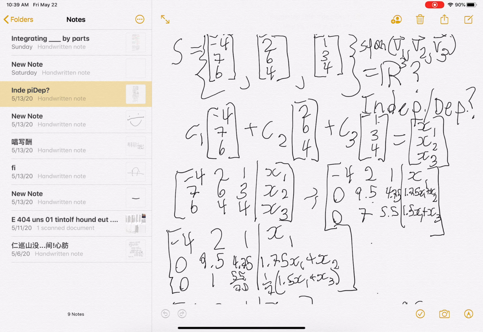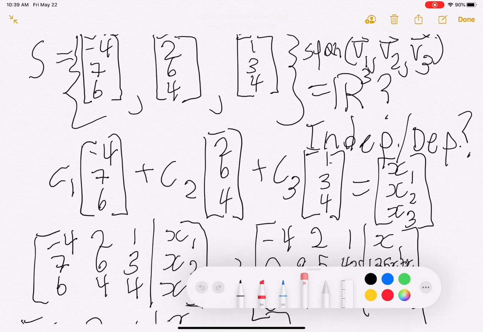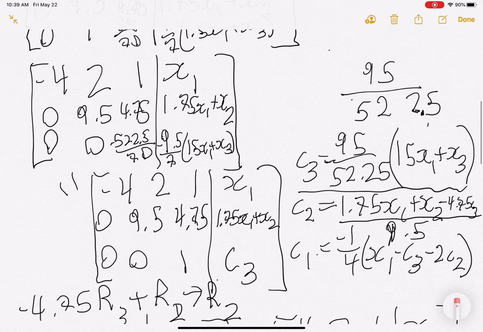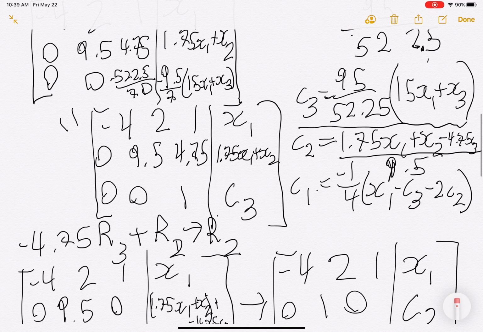Let me make it clear: that this set of vectors here spans R3, because we proved that if you give me any values of x1, x2, and x3, so any vector in R3, then I'll be able to give you the values of C3, C2, and C1.